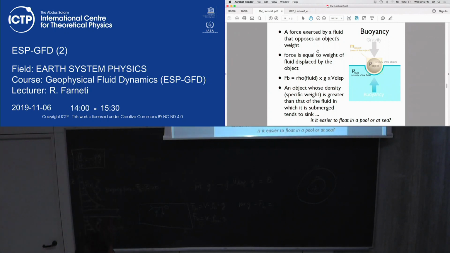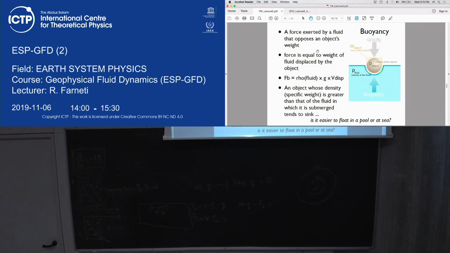Because the buoyancy force depends on how much volume you displace. Let's say that I'm always totally inside of the fluid, so the volume is always the same, g is always the same, but the buoyancy force that I feel is proportional to the density of the fluid that I'm displacing. So if I'm displacing seawater, the buoyancy force is going to be larger than if I'm displacing fresh water. So buoyancy force is going to be greater. So it's easier to float at sea.